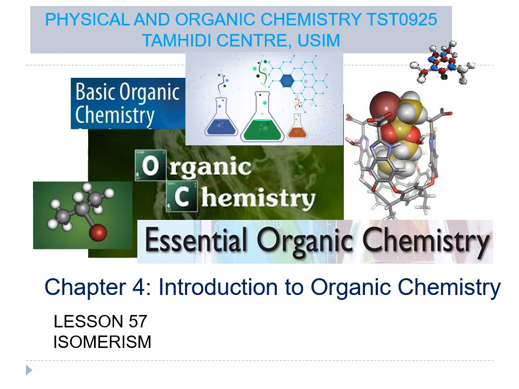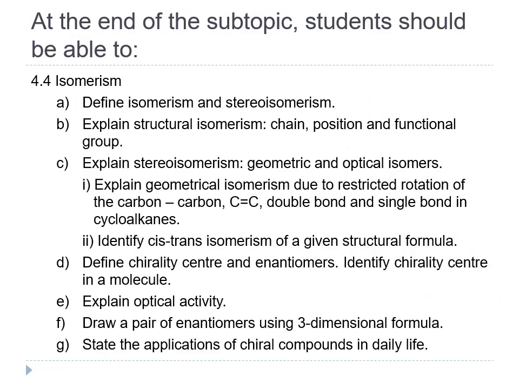Madam Ruby here again, logging in for lesson 57, Isomerism of Organic Compounds. We need to define what is isomerism and stereoisomerism. What are structural isomerism, chain, position, and functional group isomerism? What is geometric isomerism and optical isomerism?